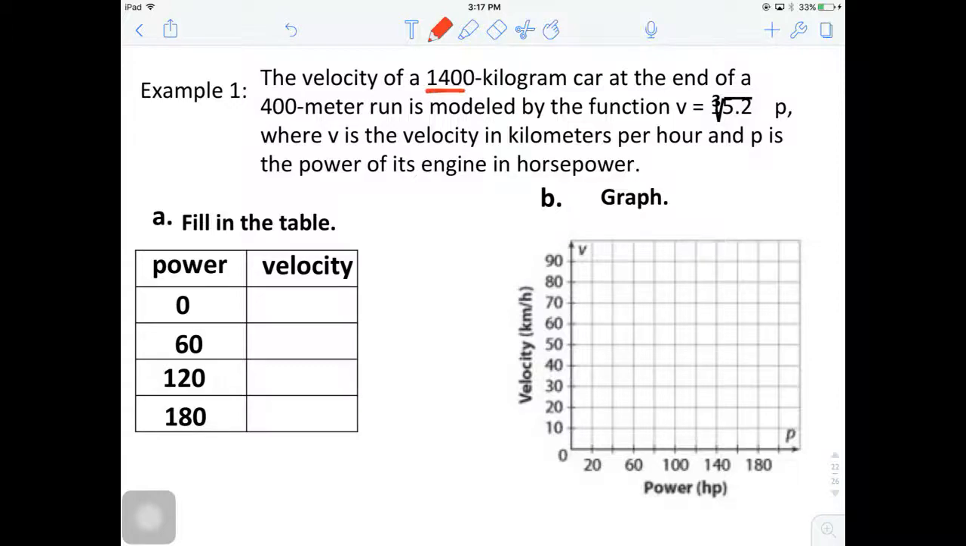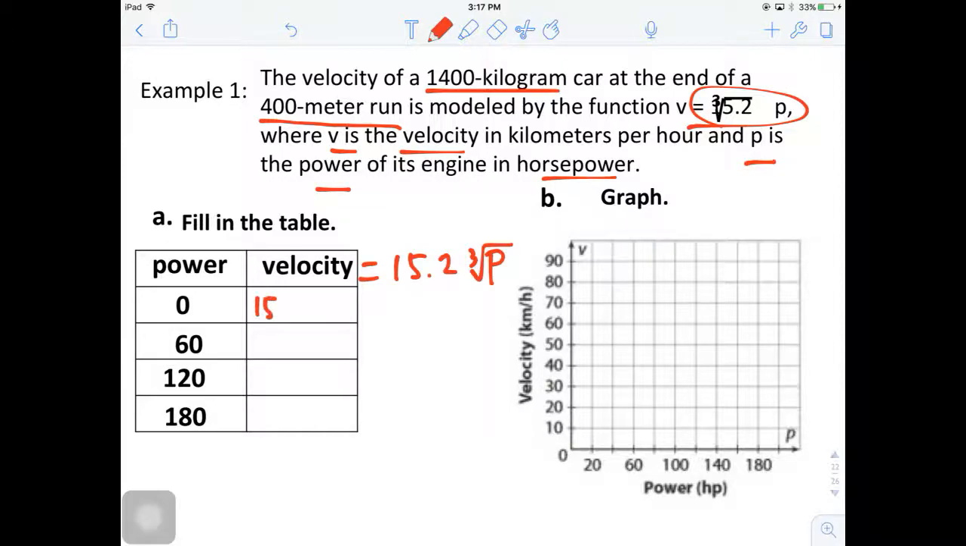The velocity of a 1400 kilogram car at the end of a 400-meter run is modeled by this function here. And V stands for the velocity in kilometers, P for the horsepower in the engine. So let's write down the equation here because it's not very clear. It is actually 15.2 and then cube root of P for the equation. So let's use that to obtain our values right here.